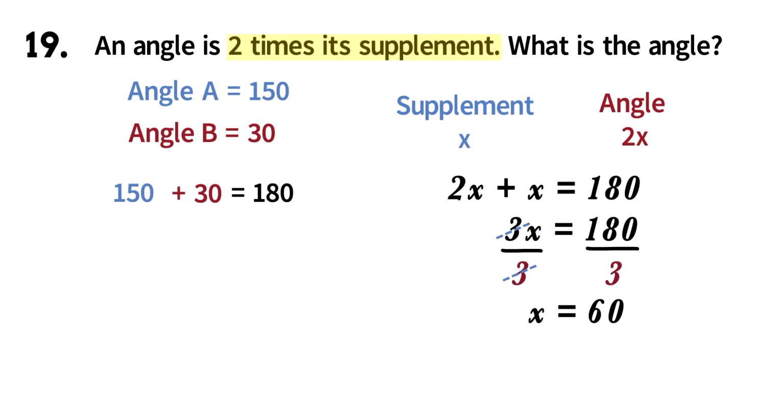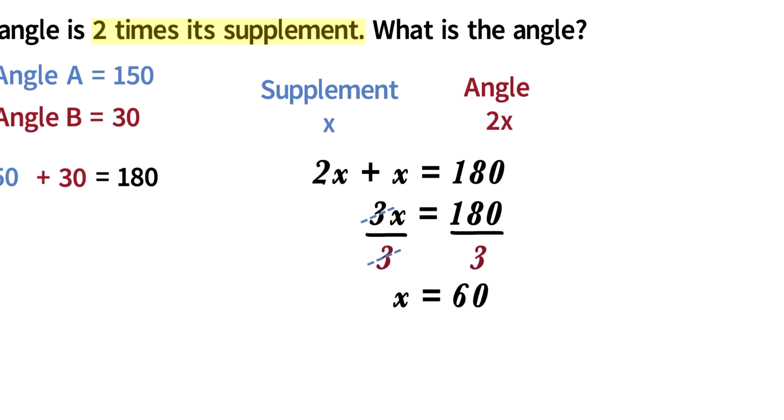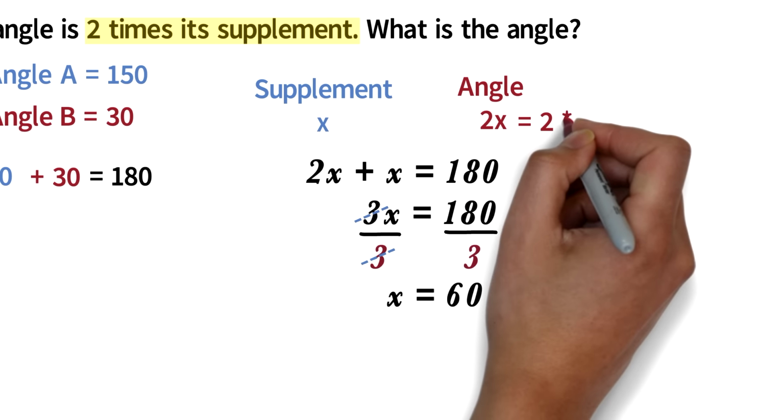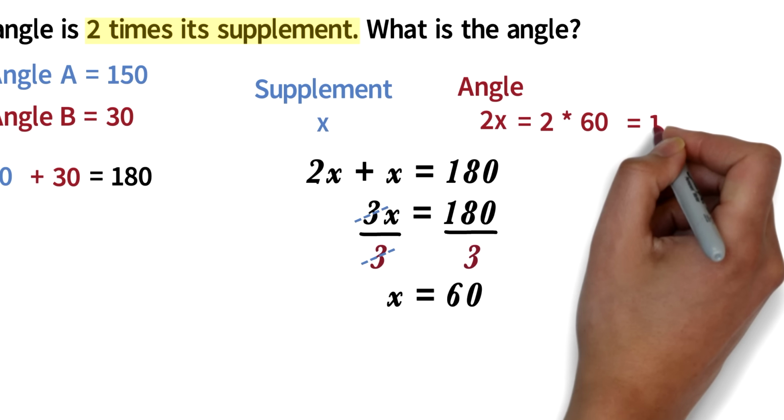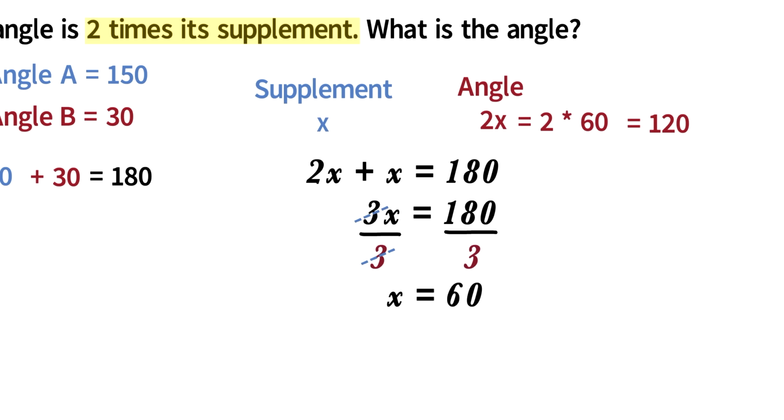Here again, we have to be careful to note what the question is asking. What we just found is x, and we know that x is the supplement. The angle is 2 times the supplement, so we have 2 times 60. The angle is therefore 120.